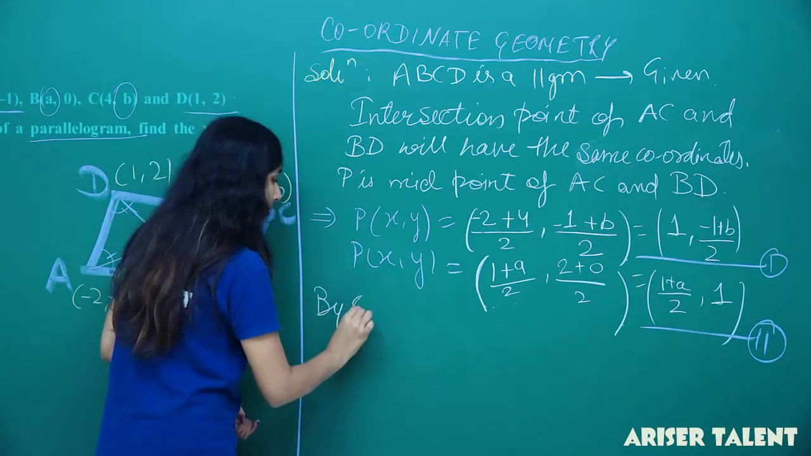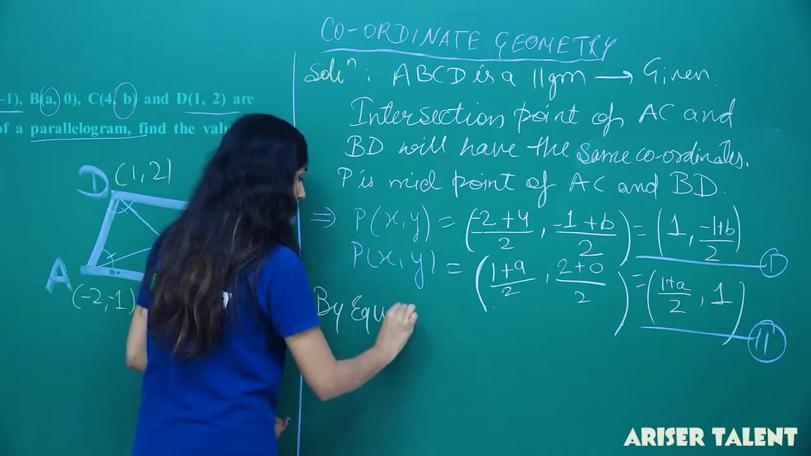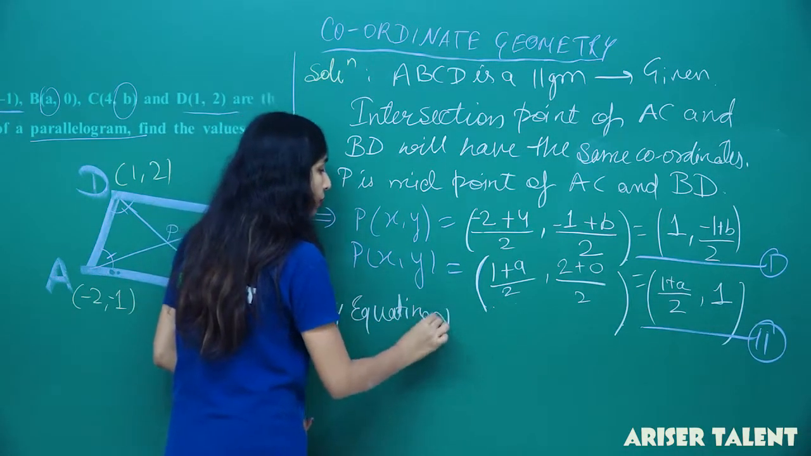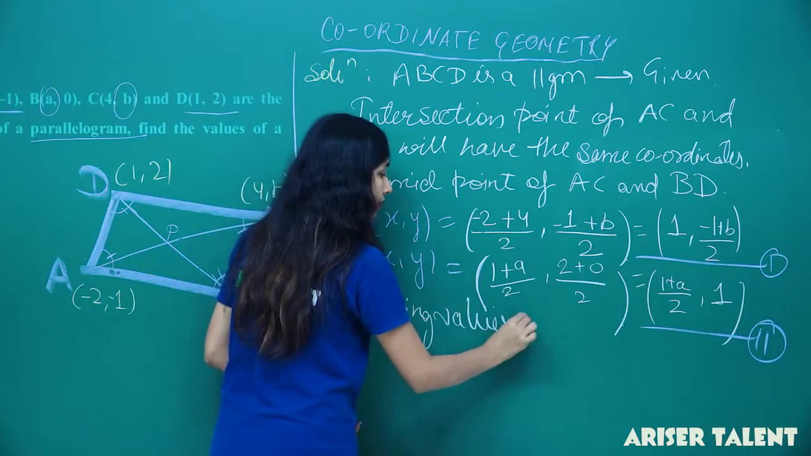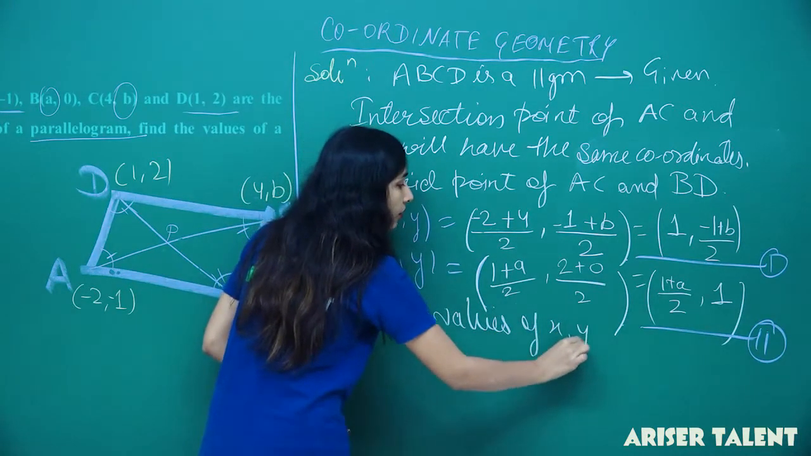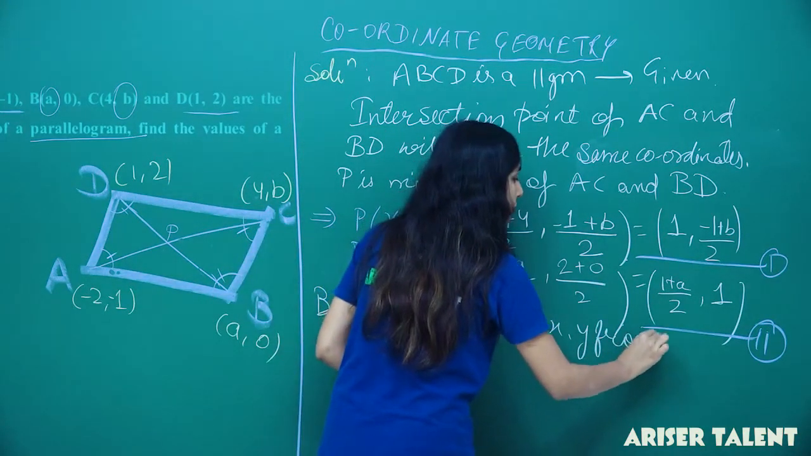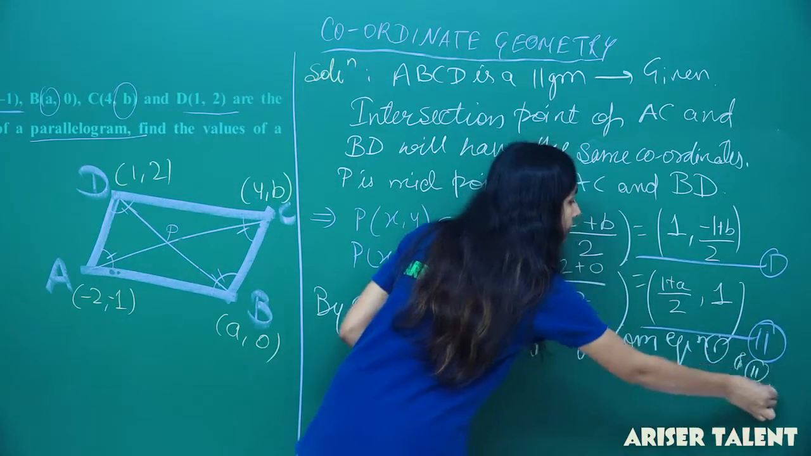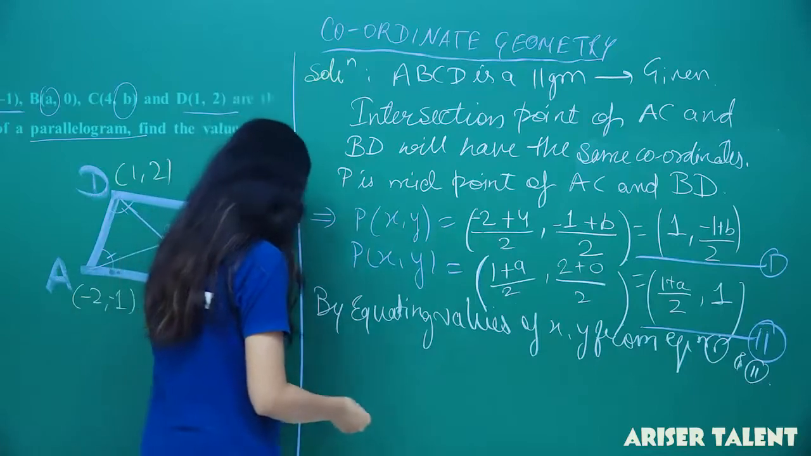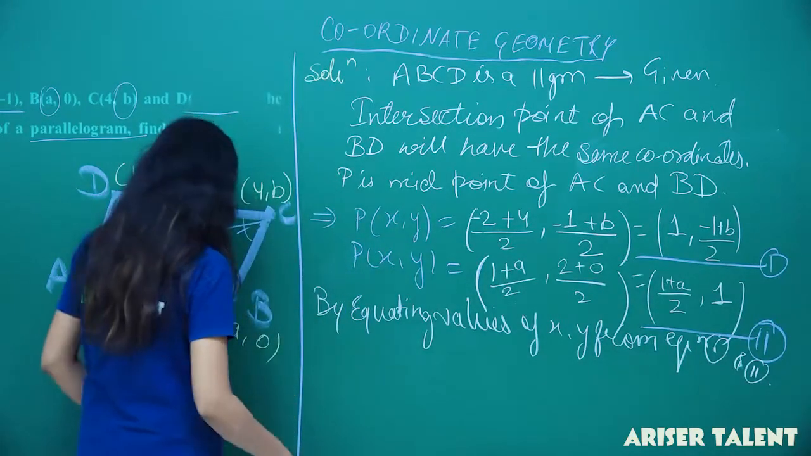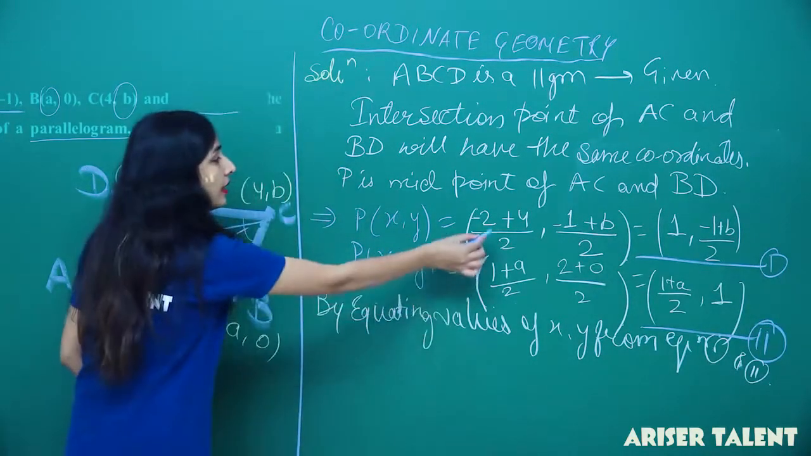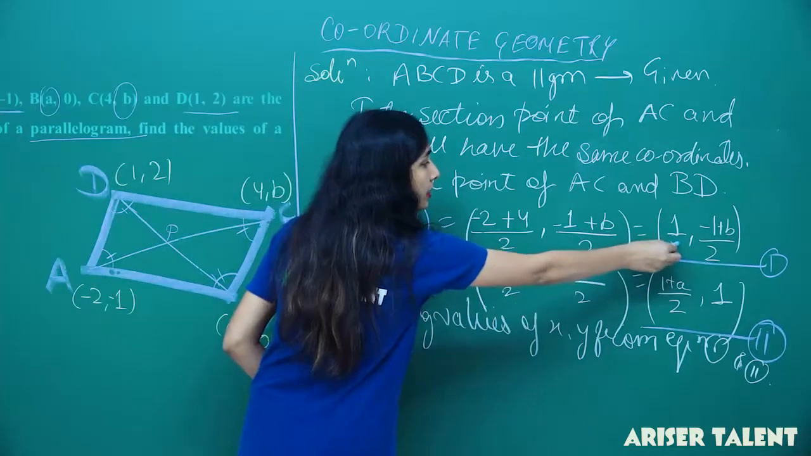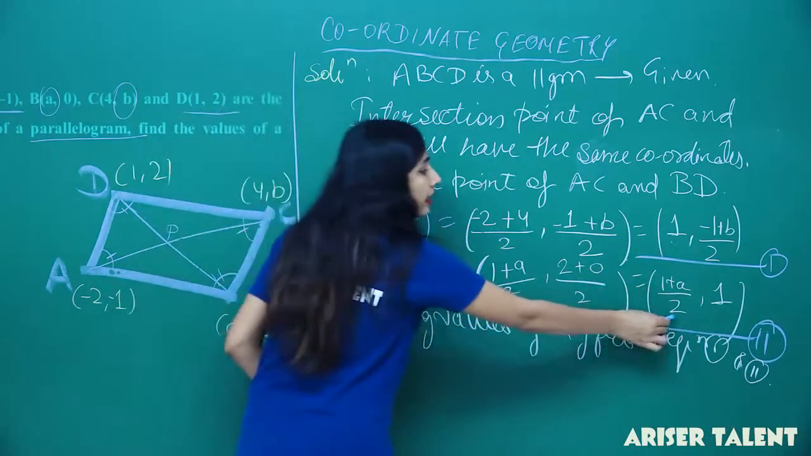By equating values of x, y from equation 1 and 2, what we will have is that first this one will be equals to, this is x and also this is x.